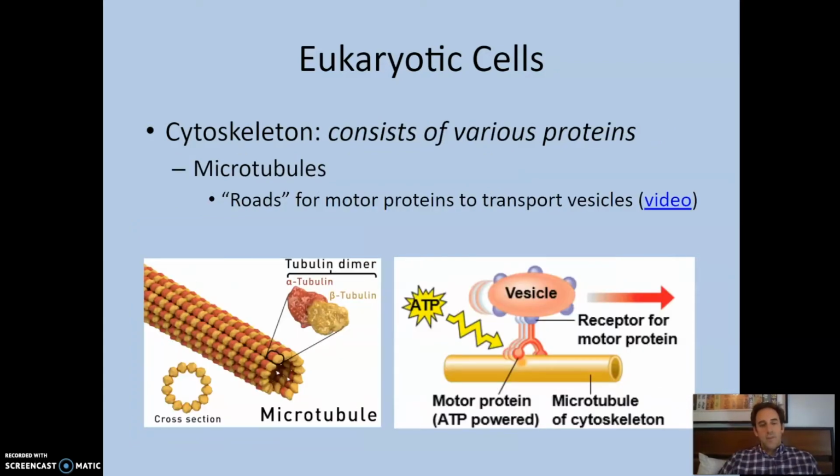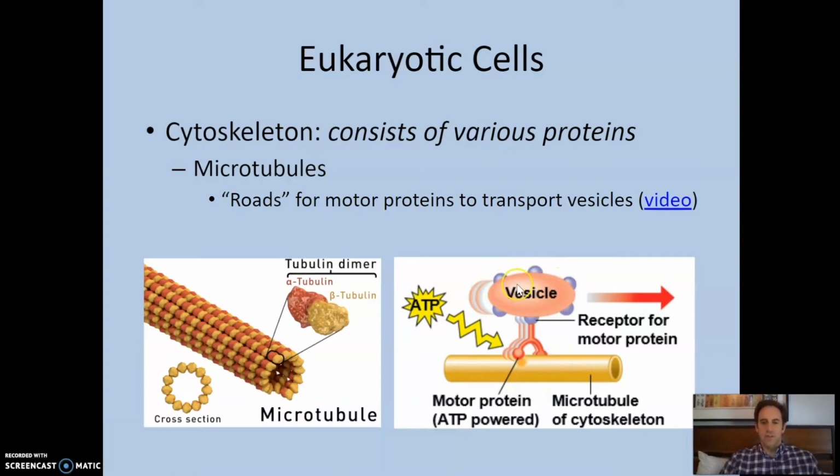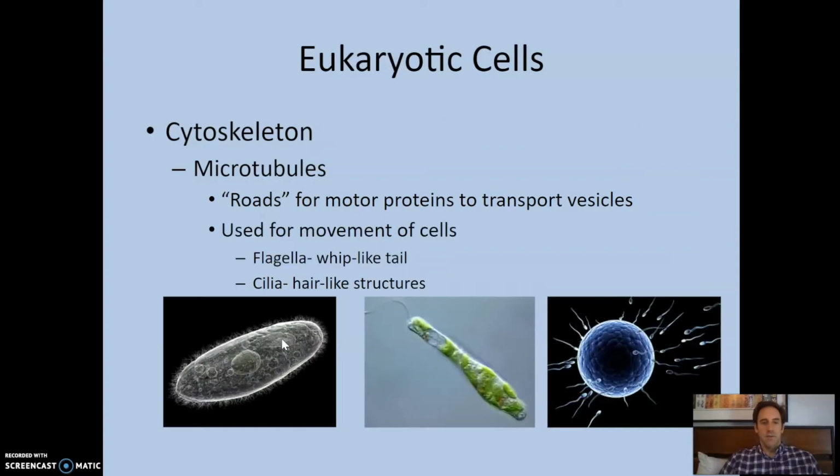So there's actually different proteins that make up the cytoskeleton. Microtubules are little roads that vesicles travel on. This video is well worth taking the time to click. It basically shows this vesicle and this little motor protein that walks along the microtubule. And that shows how the vesicle is able to move throughout the cell. So you can think of these microtubules as little roads that the vesicles travel on.